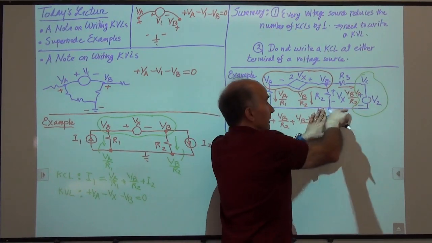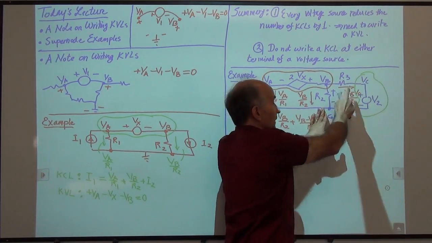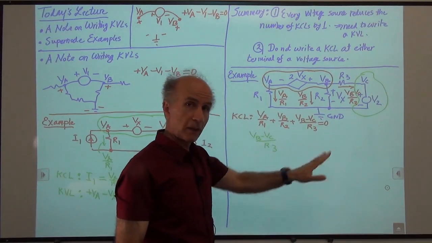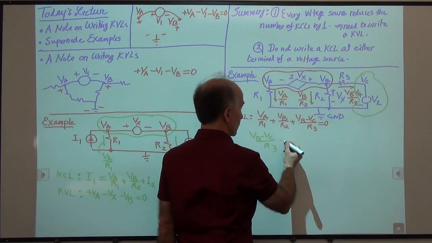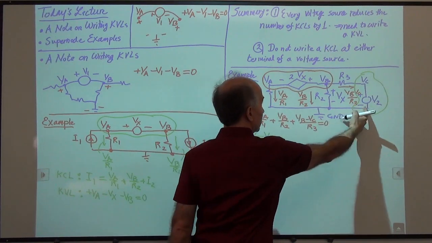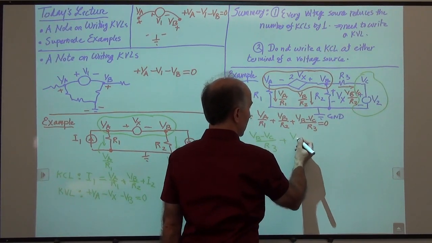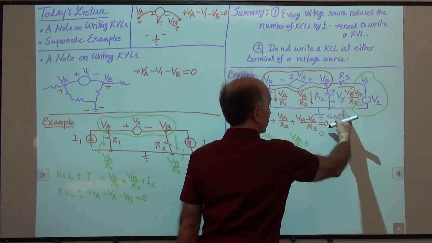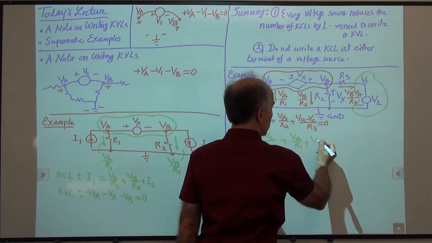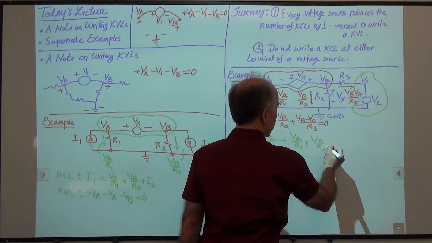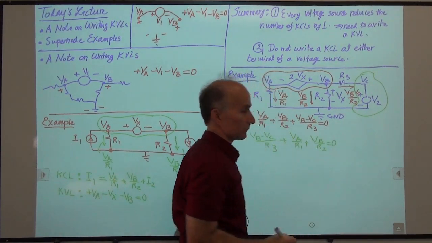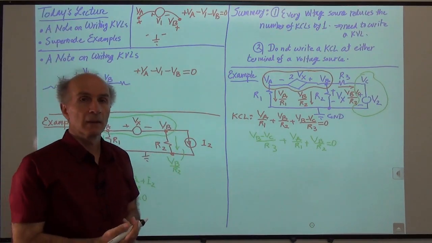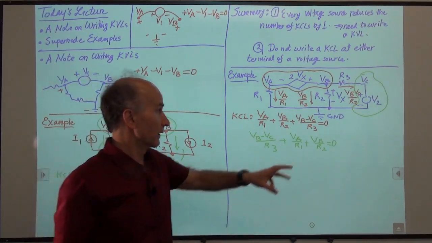And they're also entering the circuit, just like this one. So we have to add up all of these on one side. So we have plus this current entering the green box, VA over R1, plus this current entering the green box, VB over R2, and the result is zero. Okay, so I wrote the KCL for this supernode.